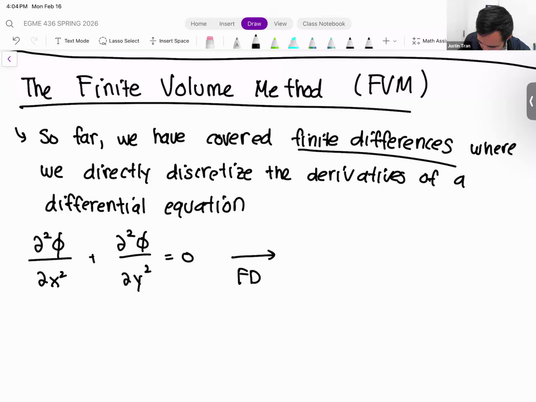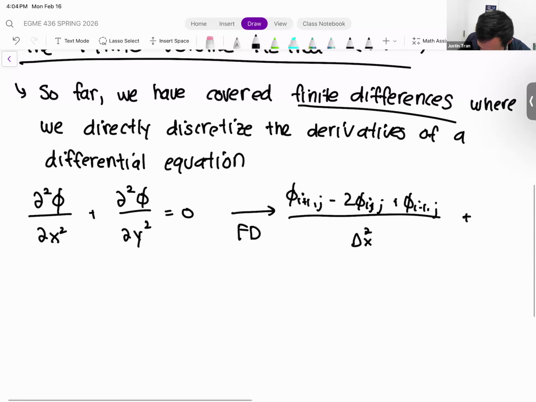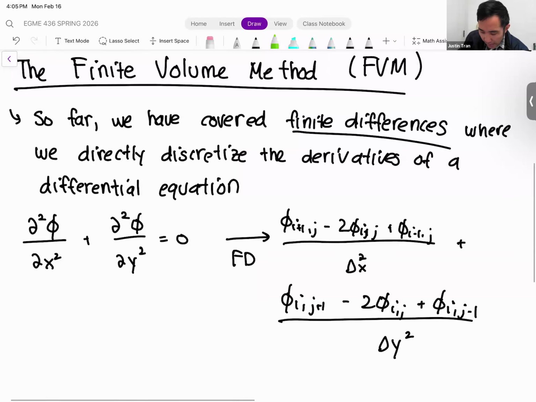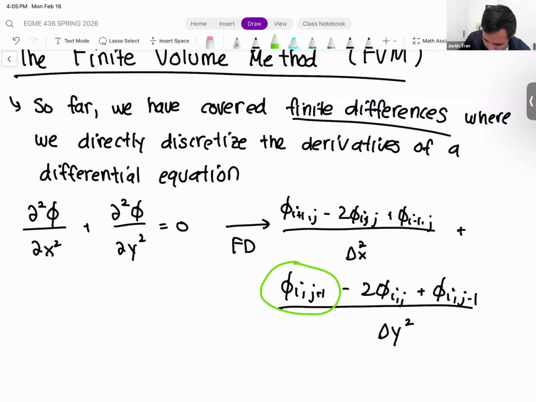If we were to apply finite differences, we'd end up with something like what we were talking about last week. You have phi i plus 1 comma j minus 2 phi i comma j plus phi i minus 1 comma j all over delta x squared, plus the y component, phi i comma j plus 1 minus 2 phi i comma j plus phi i comma j minus 1 all over delta y squared. It's literally just see derivative, apply finite differences. And the thing that's implied in an equation like this, when we see these phi values, phi i comma j, i plus 1 comma j, is that these refer to the value of our solution at the grid points in our grid.